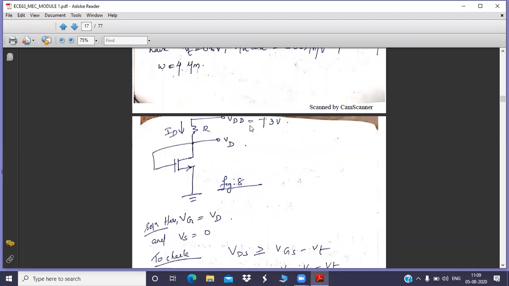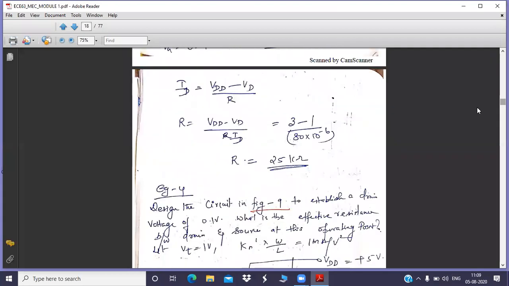VDD is going to be high because you can see from the circuit, ID is flowing from VDD towards drain to the ground. Isn't it? So the potential difference is high voltage minus low voltage, that is VDD minus VD, divided by the current ID, that is nothing but your resistance R. Okay, so write that equation. R is equal to VDD minus VD divided by ID.